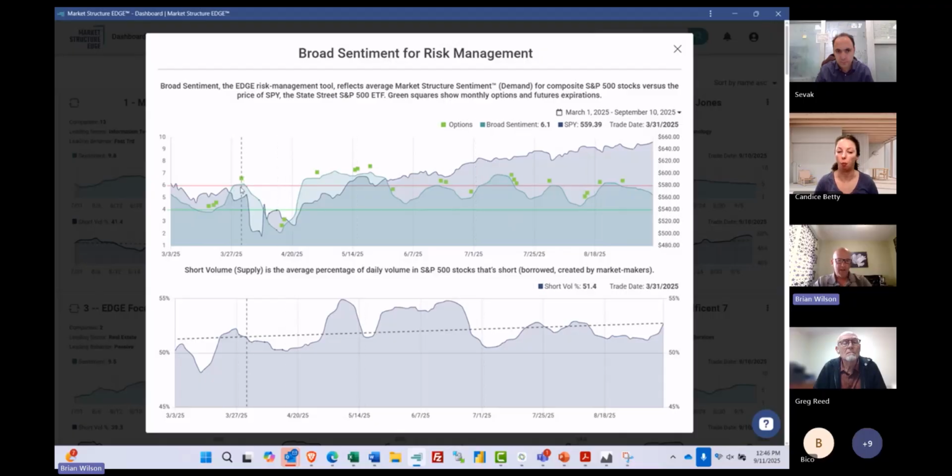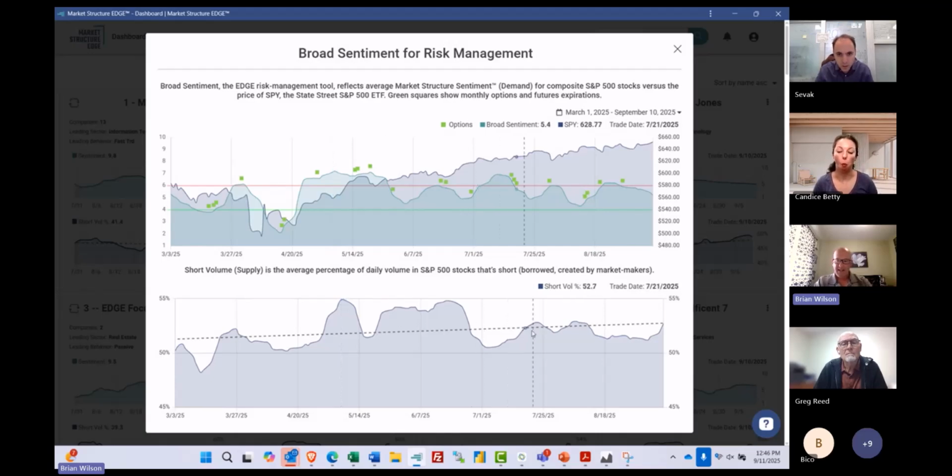So when the market weakened back in April, we had a tremendous demand surge. That's the sentiment rising for the broad market. As sentiment rose, shares were borrowed to facilitate that buying. So that's what short volume represents. It represents borrowed shares in the marketplace. This peak right there was one of the highest levels that we have ever recorded. So short volumes really increased exponentially at that point.